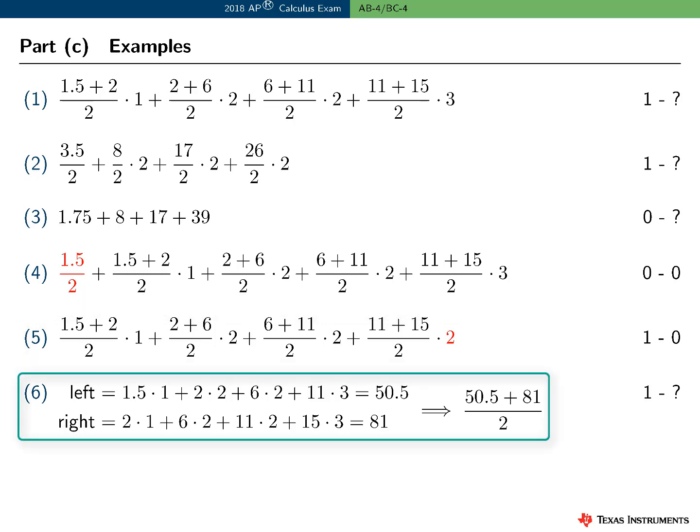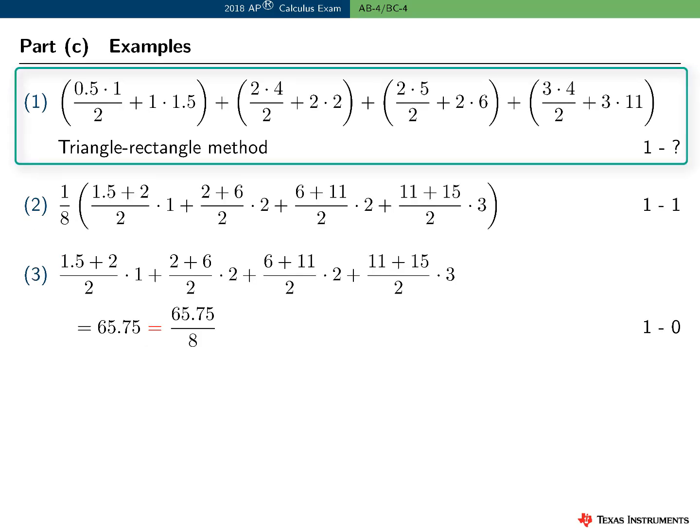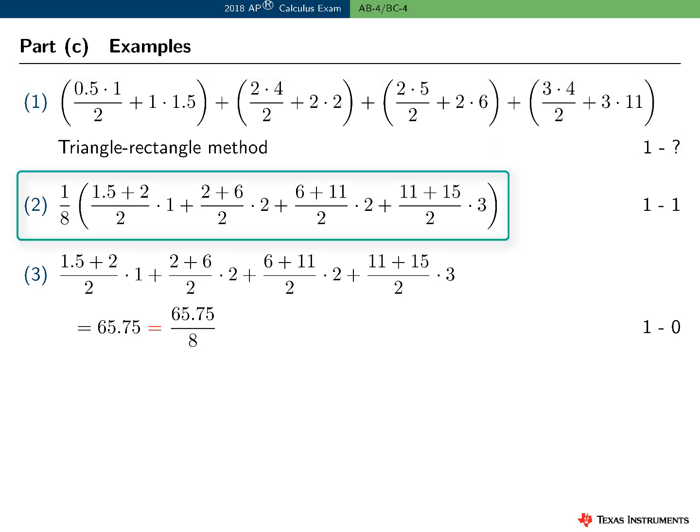And in example 6, this student computes the trapezoidal sum by correctly finding the mean of the left and the right sums. They earn the first point. Here are a few more examples. In the first, the student has split each trapezoid into a triangle and a rectangle, found each area, and presented a sum. They earn the first point.